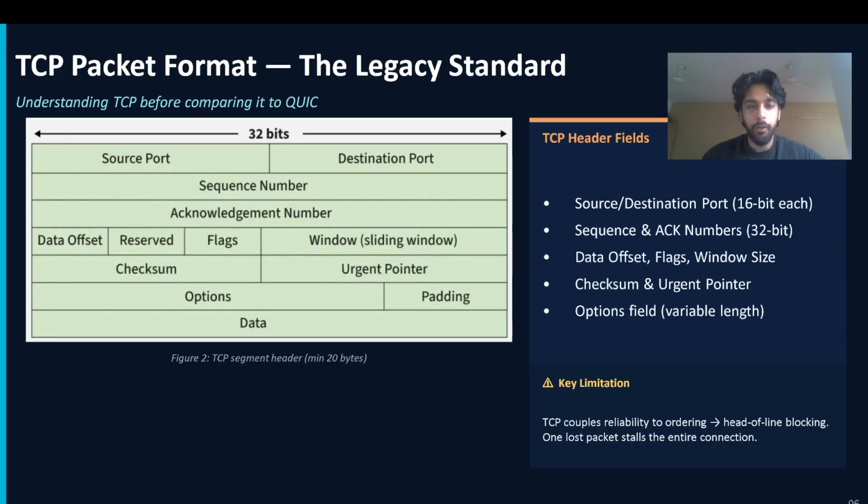As you are already familiar with the TCP header segment, it contains source port, destination port, sequence number, acknowledgement number, and so on. So these are the headers inside TCP. We are already familiar with them.